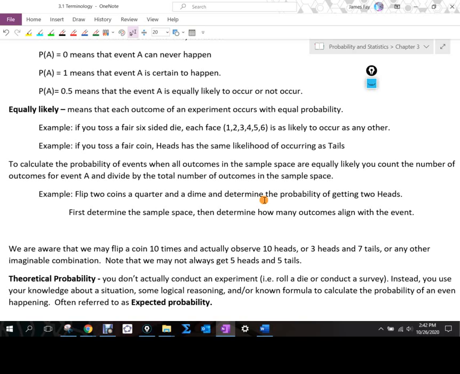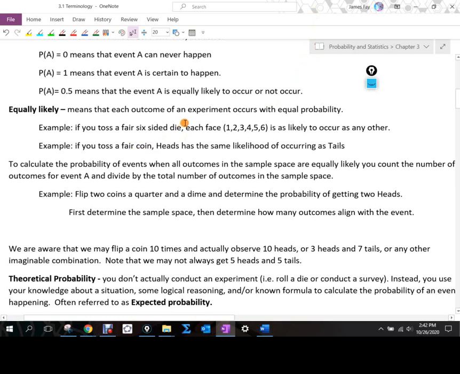If you roll a fair die, each face is 1, 2, 3, 4, 5, 6. So equally likely to occur means 1 is going to occur 1/6 of the time, 2, 1/6 of the time, 3, 1/6 of the time, 4, 1/6 of the time. I think I said 3, 3/6 of the time. Sorry. So 1 is 1/6 of the time, 2 is 1/6 of the time, 3 is 1/6 of the time, and so forth.